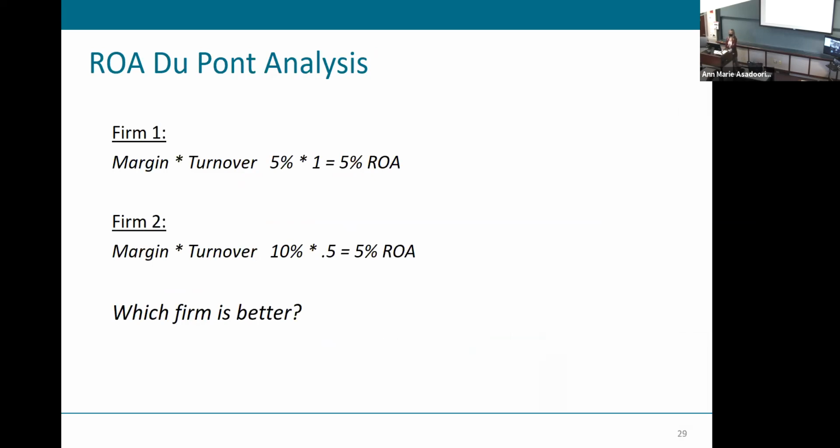Okay, so what do you think? Here's firm 1 and here's firm 2. You have a little bit of money and you're thinking about investing here. Which one would you want to invest in? Firm 1 or firm 2?